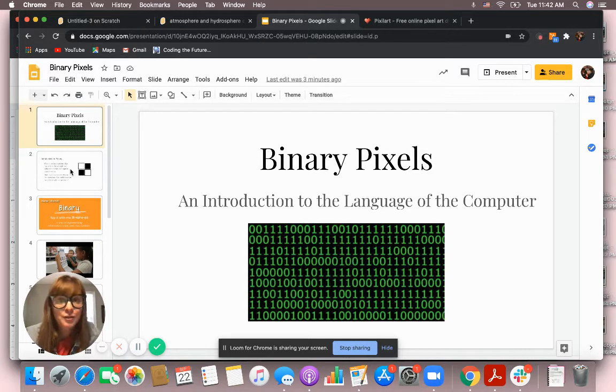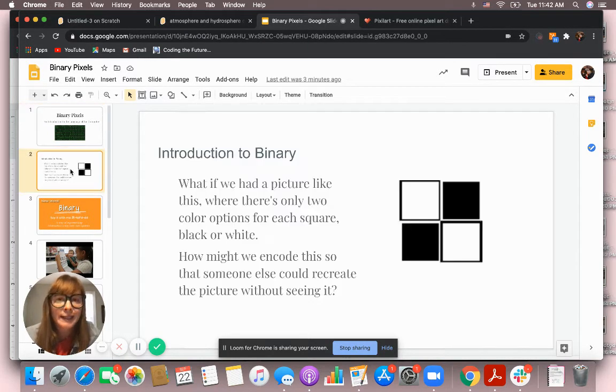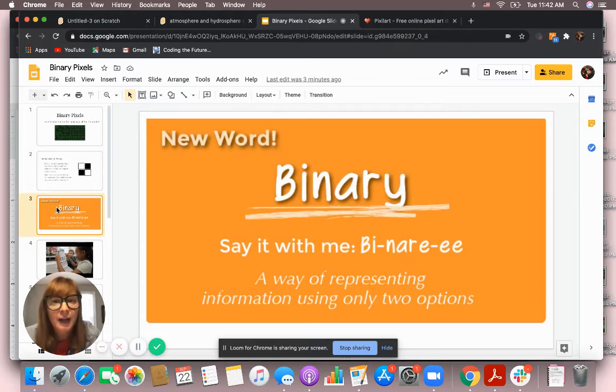So let's first take a look at what is a binary image. Take a look here. On the right-hand side of my screen is a white block and a black block. When you put those two together, that's how your binary image starts to take shape. We use zeros for white and 1 for black. And that way we can code to tell somebody else how to make this image. 0, 1, 1, 0.